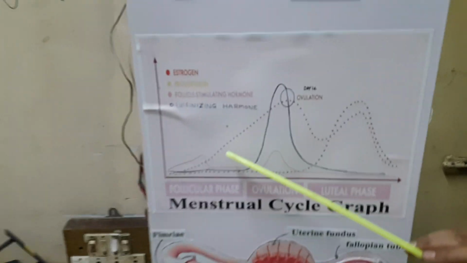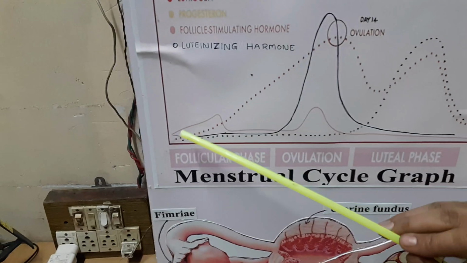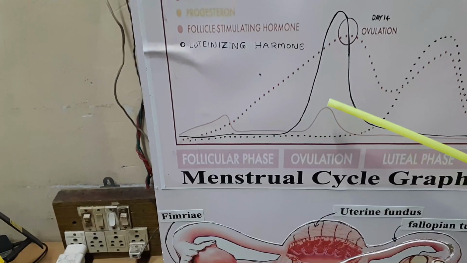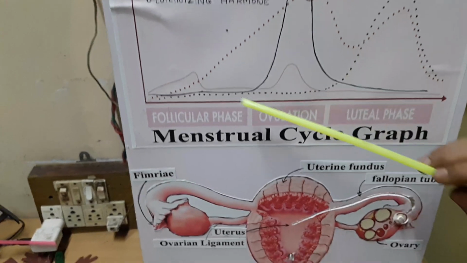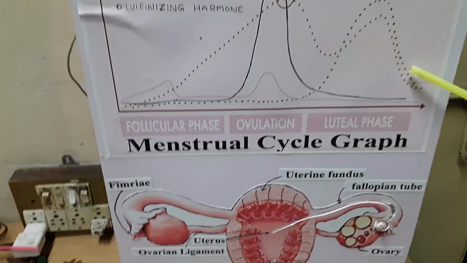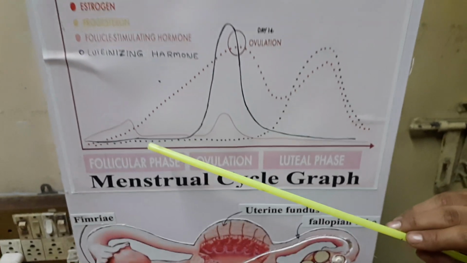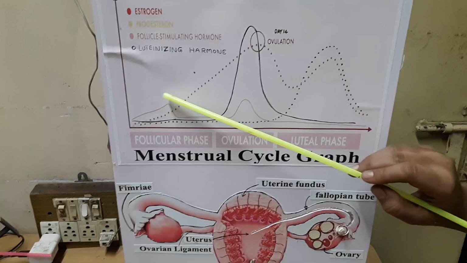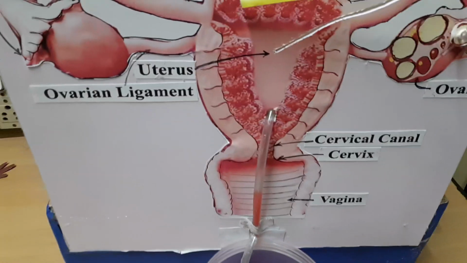In this graph, estrogen is represented by the red line, FSH by the pink line, luteinizing hormone by the black line, and progesterone by the dotted black line. During the follicular phase, the menstrual cycle begins with menstrual bleeding. The follicular phase begins with levels of estrogen being low, due to which the thicker lining of the uterus sheds, which results in bleeding.